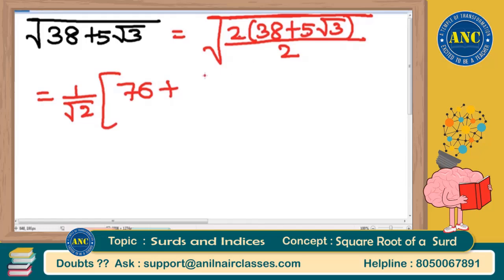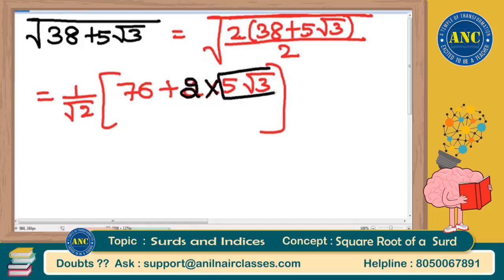2 into 5 root 3, let me write it as 2 into 5 root 3 itself. Check it out, sir. Can I say that 2 into 5 root 3 is what I wrote here? Can I say 2 into A? A is nothing but 5 root 3. B is nothing but root 1.